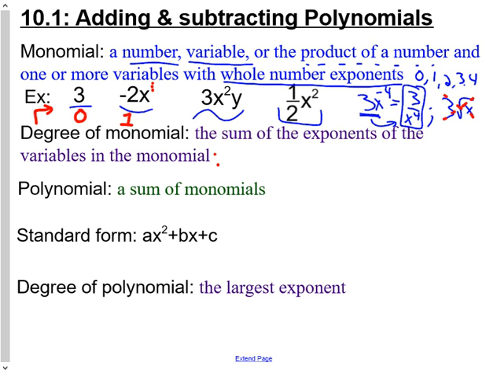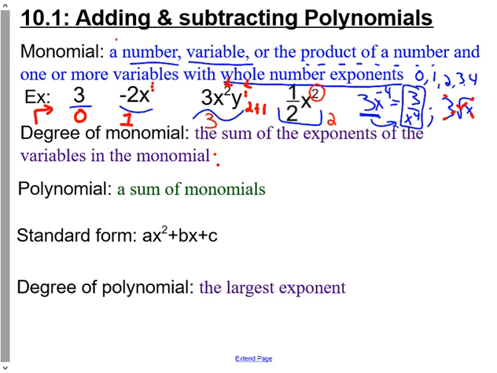Next, we've got 3x squared y. Well, x has 2, y has 1, and so we do 2 plus 1 to get 3 as the degree of that term. Half x squared, 2 is our degree, and so on. The other ones that were added, we're not going to do.